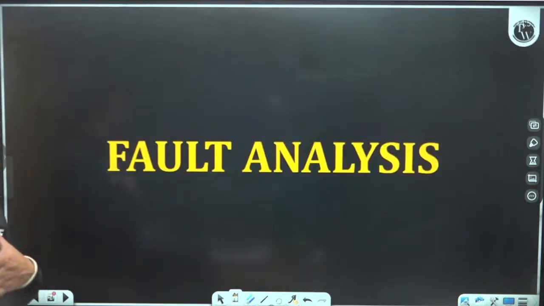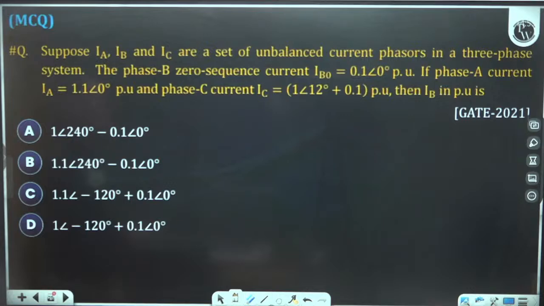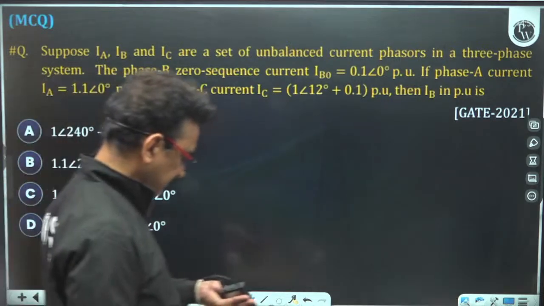Okay, now come to the next topic, the fault analysis. So the first question: IA, IB and IC are given. The phase B zero sequence current is IB0, the phase A current IA and the phase C current IC are given. Then find out the value of IB. Okay, do it.